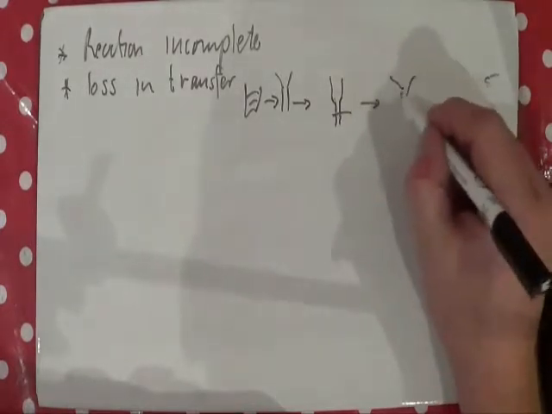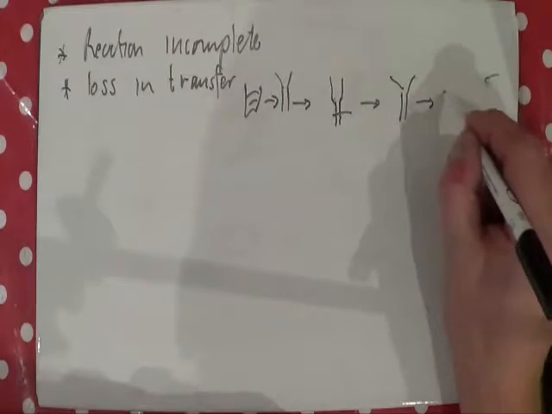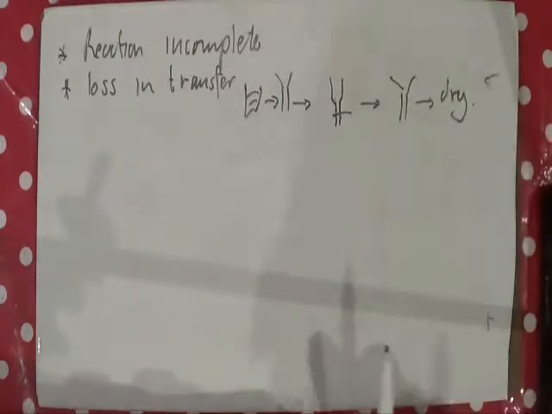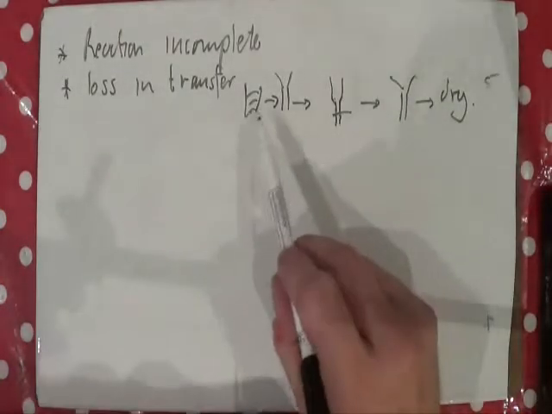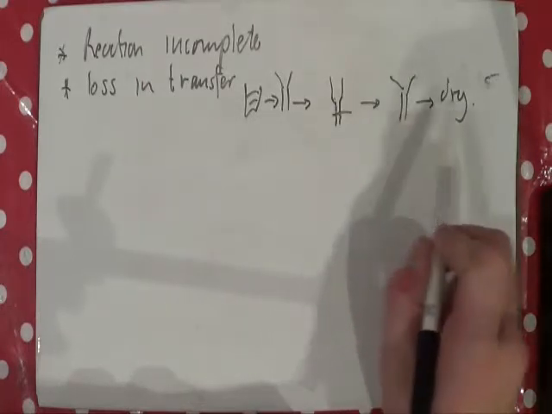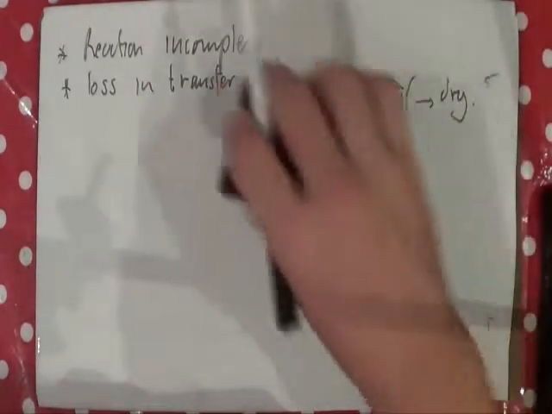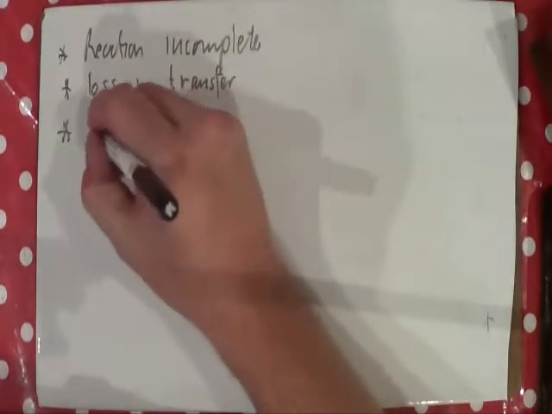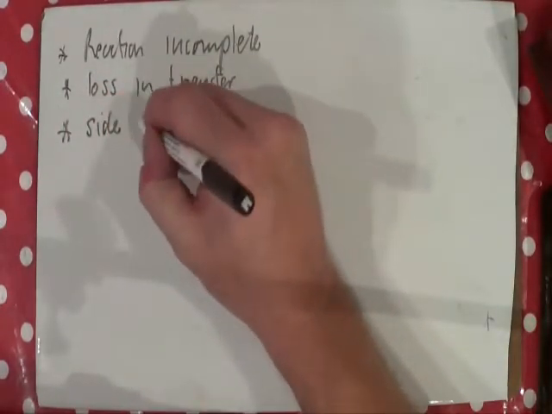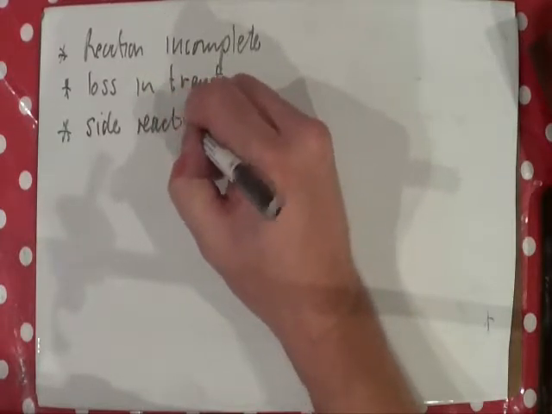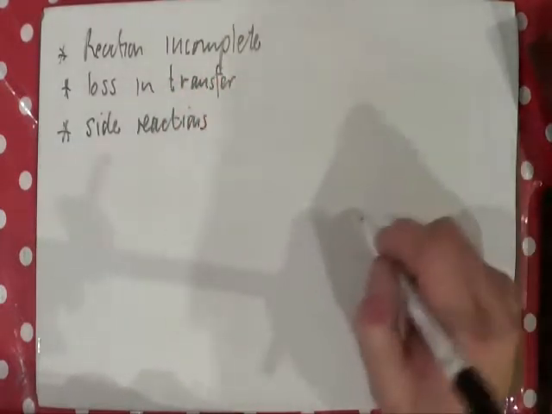Okay, then perhaps you filter it again, and then maybe you have to dry it via some method. So with all of these little methods, you lose a little bit of product as you go along, and that's called loss of transfer. The other thing is you have what we call side reactions in a lot of chemical reactions.